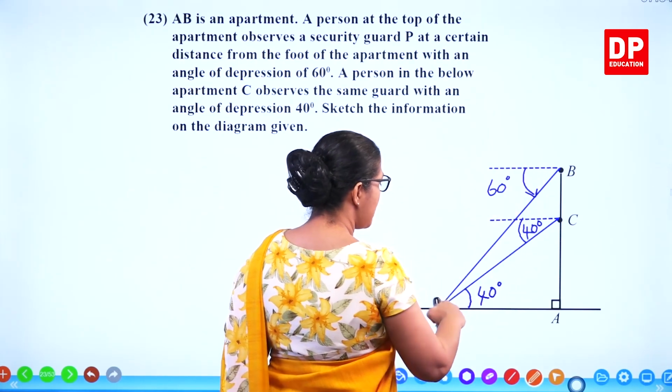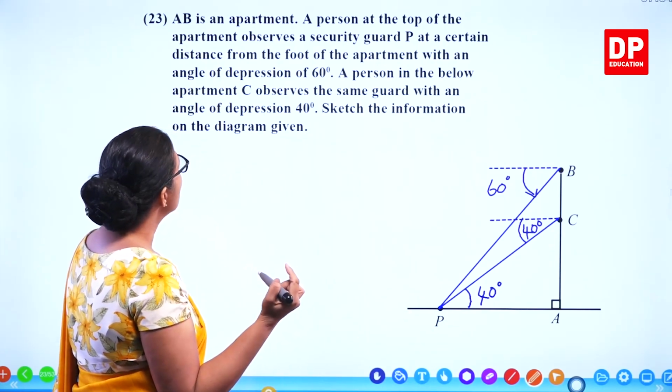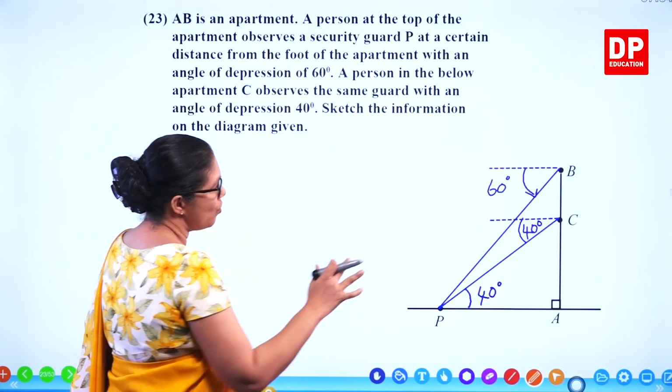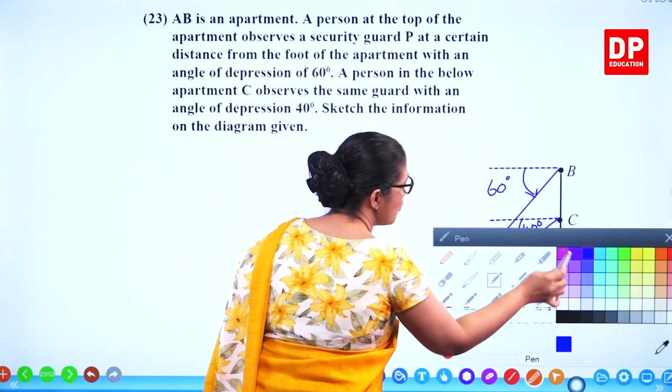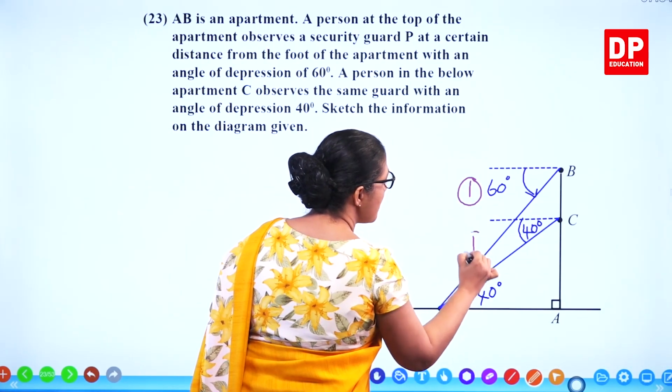If this is 60, the bigger angle is 60. Sketch the information on the diagram given. So you have to show the 60-degree angle and the 40-degree angle correctly. So you get 1 mark each for these 2 steps.